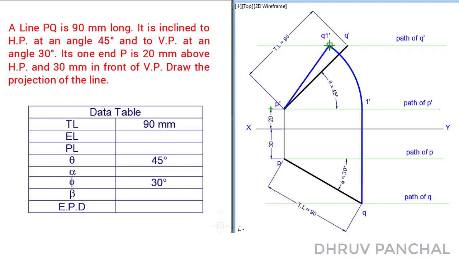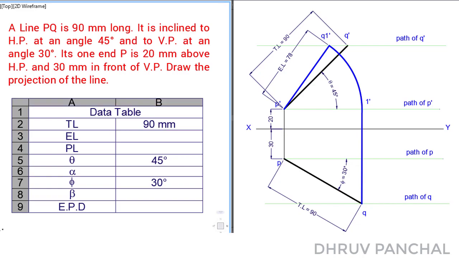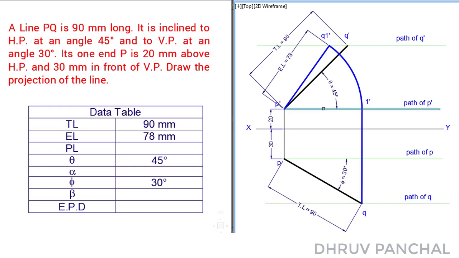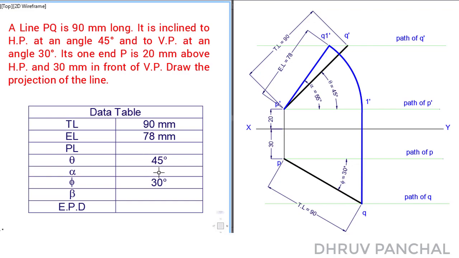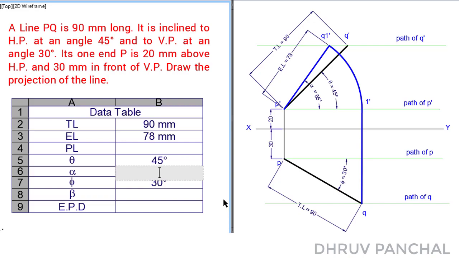Here, line P' Q1 dash will give elevation length of given line PQ. Measure the length of line P' Q1 dash, which will be 78 mm. Also, mention this elevation length in data table as shown. Now measure the angle alpha between elevation length and line XY, which will come 55 degree, and mention it in data table as shown.